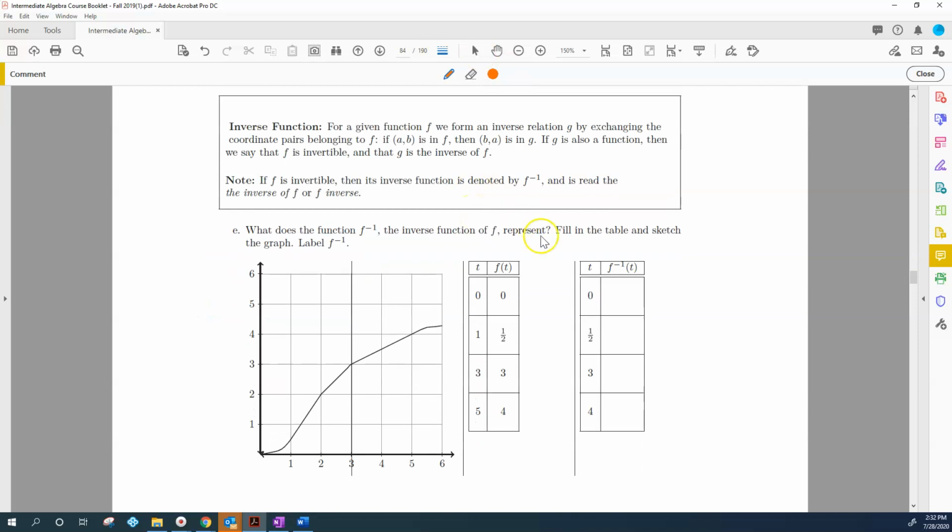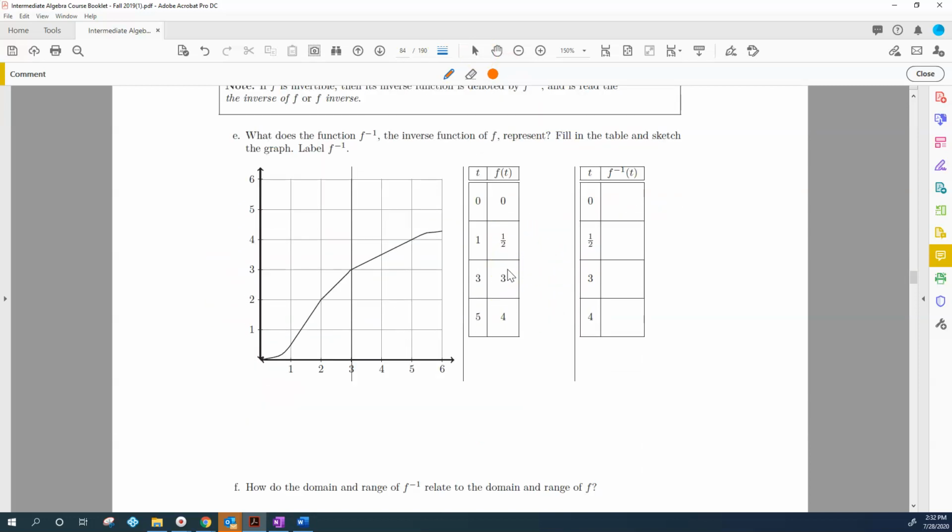All right, so here is a graph, and it gives me a table of values for the f of t function on here. So I can see at 0, 0, that's one of the points on the graph. 1, 1/2, so over 1, up a half, that's also on that line. 3, 3 is here, and then 5, 4 is here, okay?